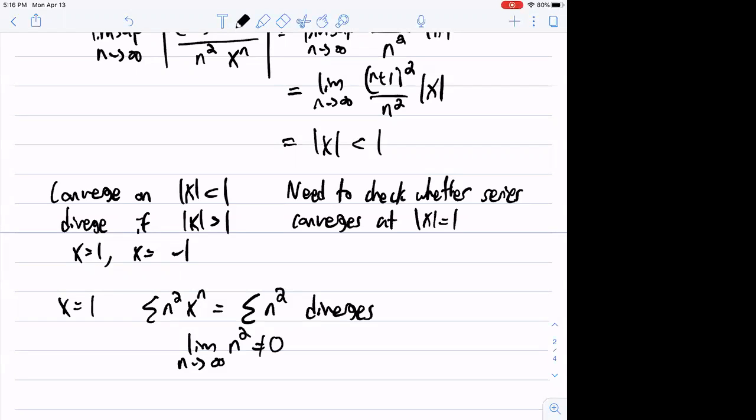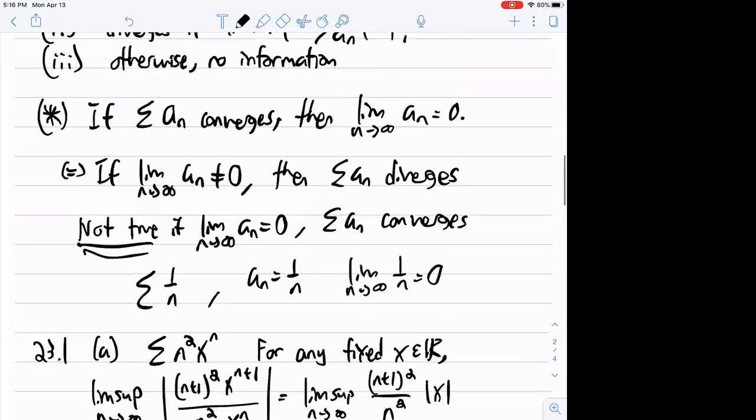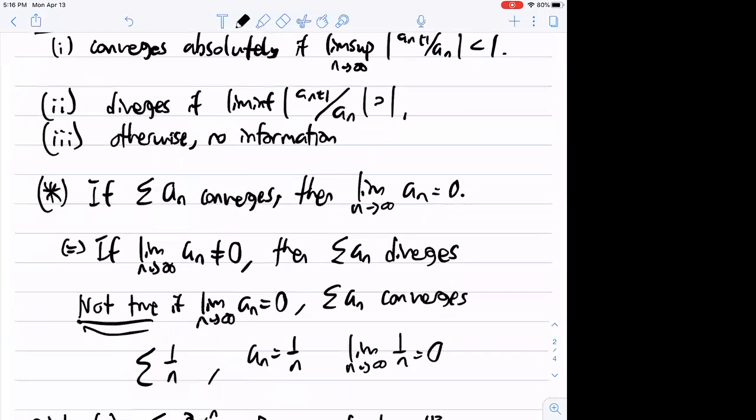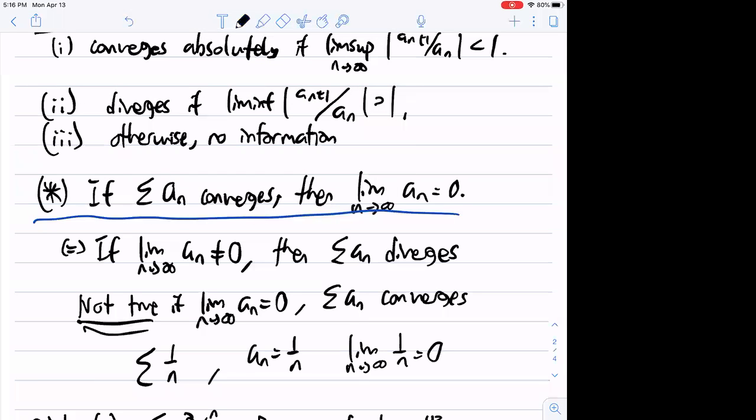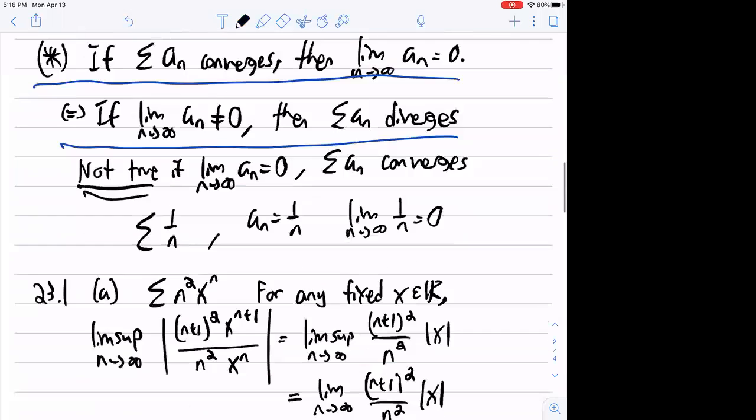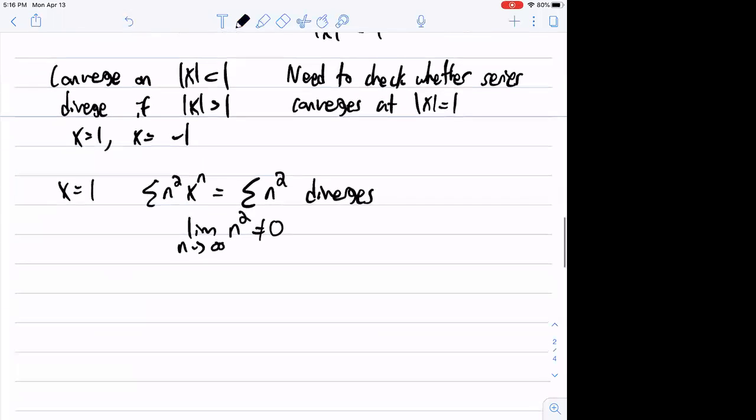In fact, it's infinite. So by star, this is pretty important. If your terms don't go to 0, then you diverge, right? So here it doesn't go to 0, so it diverges, and x equals -1 will give -1 to the n.